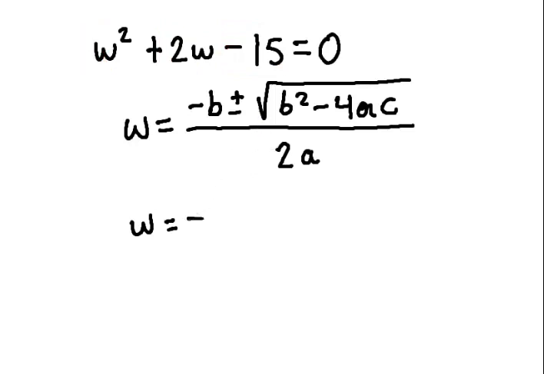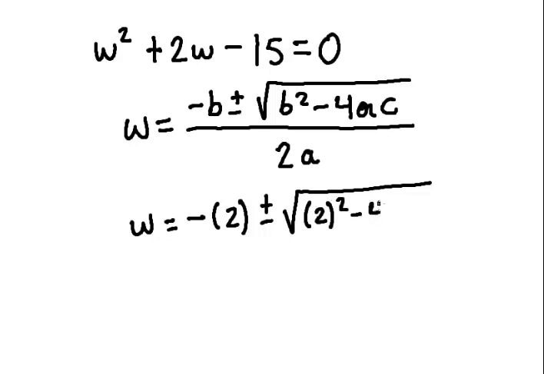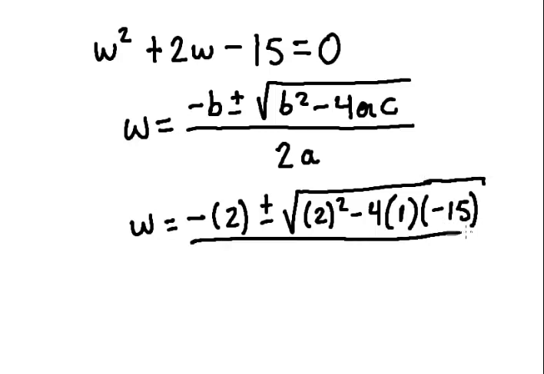So minus b, I'm going to put minus 2. Plus minus square root of 2 again, squared, minus 4. Instead of A, I'm going to put the invisible 1. And instead of C, I'm going to put minus 15. This square root needs to be prolonged because it has to grab the entire operation. And this is going to be divided by 2 times A. A, in this case, is 1, the invisible 1. So we substitute it that way.